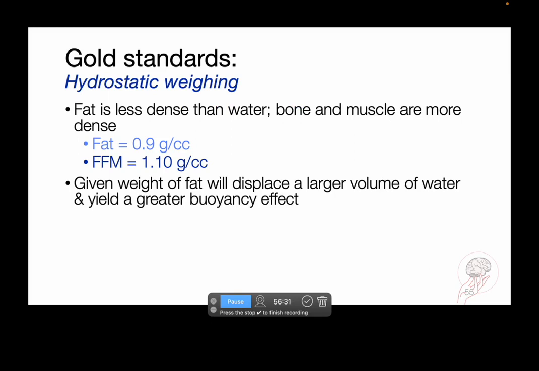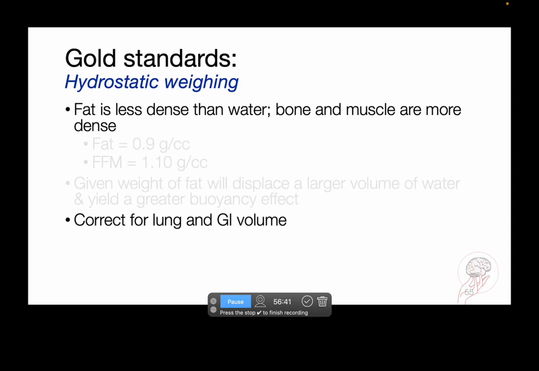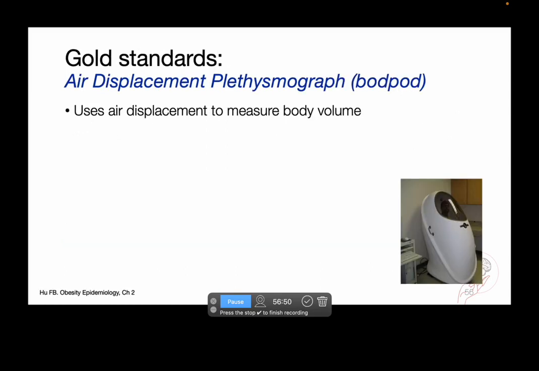So fat is less dense than water, bone and muscle more dense. So given a weight, fat will displace a larger volume of water and yield a greater buoyancy effect. We have to correct for lung and GI volume, but we have a pretty good standard estimate of error at around 2.7%.